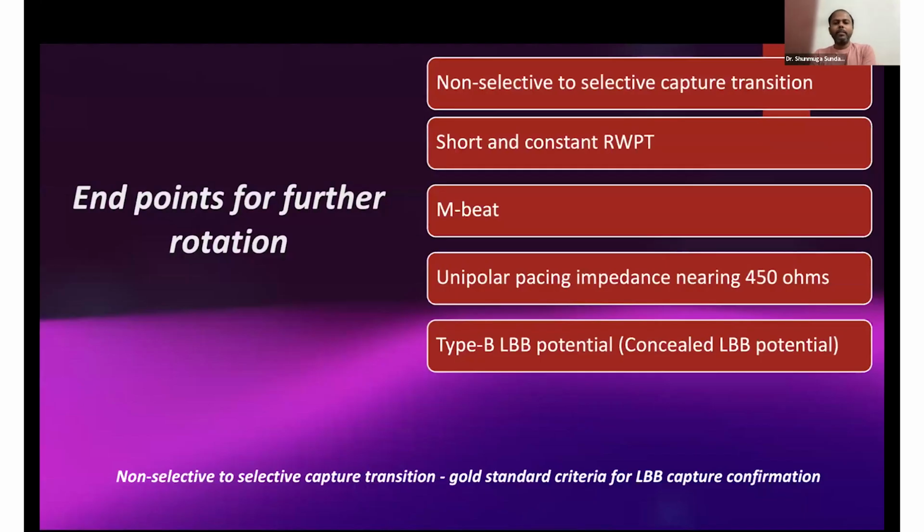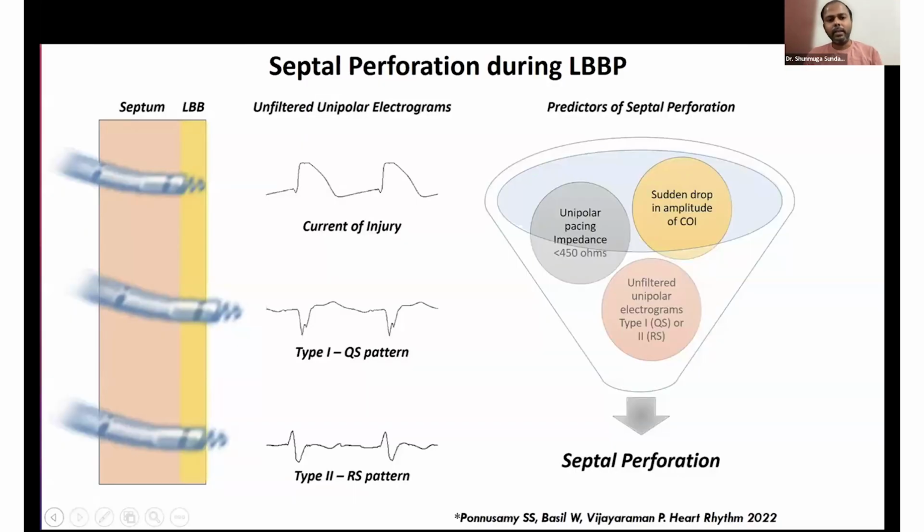So these are the endpoints for giving a rotation: when there is a non-selective to selective capture, when there is a short and constant R wave peak time, when there is an appearance of an M beat, and the unipolar impedance nearing 450 ohms. All this would tell you that you have almost reached the LV subendocardium, and you don't have to give any further rotation because the lead is already sitting in the left bundle.